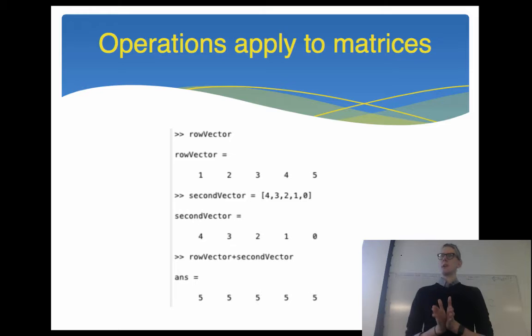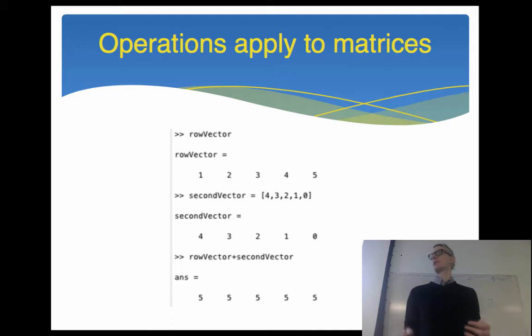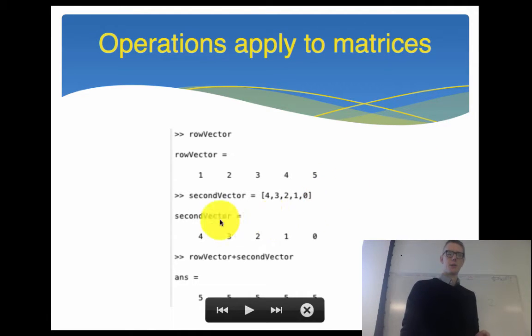So lots of those operations that we've already seen, like addition and subtraction, also work not just on single numbers, but on entire matrices. MATLAB doesn't differentiate between the two. So if I have this row vector, just checking what the value of the variable is. Remember, at any point you can check the value of a variable by typing the variable name and hitting enter. This is telling me that my row vector contains those 5 numbers. I'm going to define a second vector, which I've called second vector, and I'm setting it equal to 4, 3, 2, 1, 0. Remember, they're in square brackets and separated by commas. I didn't put a semicolon at the end of that line, so the results are shown on the screen.